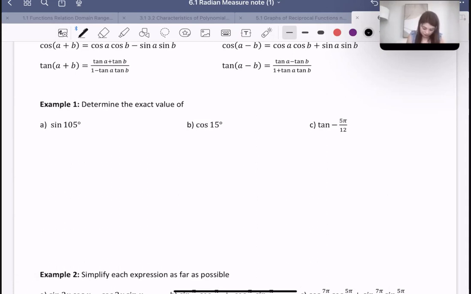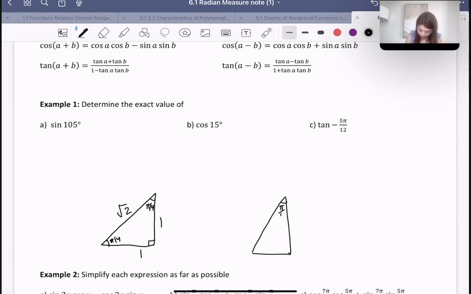There's two special triangles, and they look like this. And then the other one looks like this, pi over 6. There we go. Like that. Okay, so let's get started.